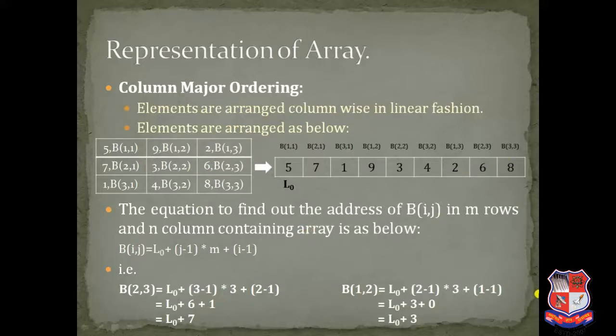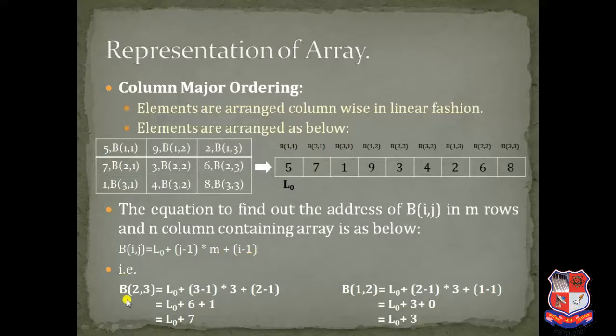The equation to find the address of Bij in an array containing m rows and n columns is as below. B of ij is equal to L0. Again, L0 is the base address, or you can say the starting address of your array, or the address of the first element in the array, plus (j minus 1) times m, where m stands for the number of rows, plus i minus 1.